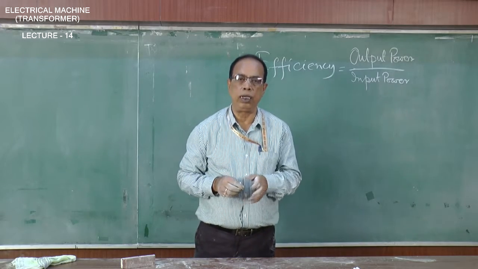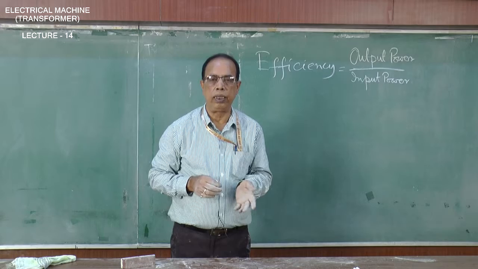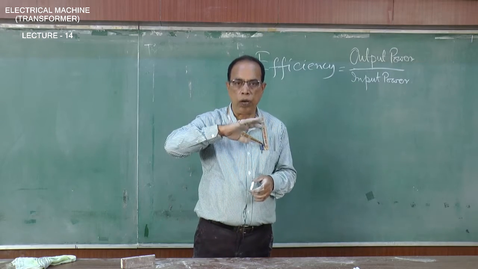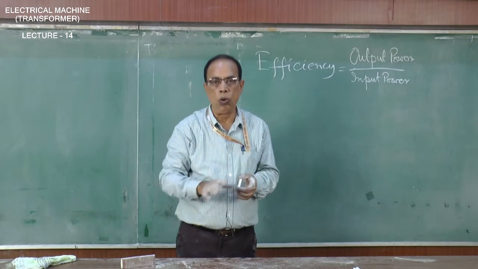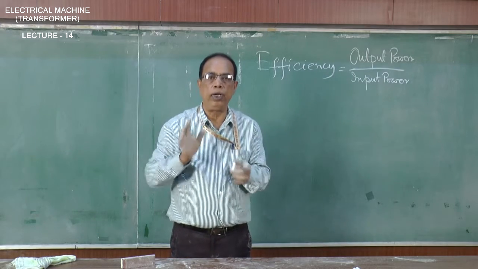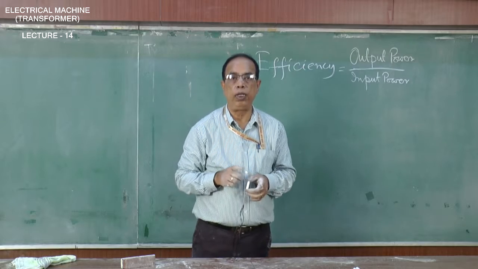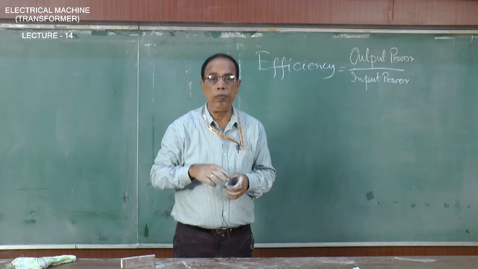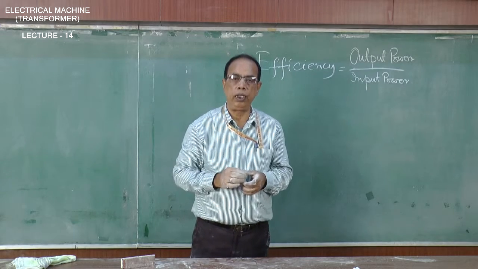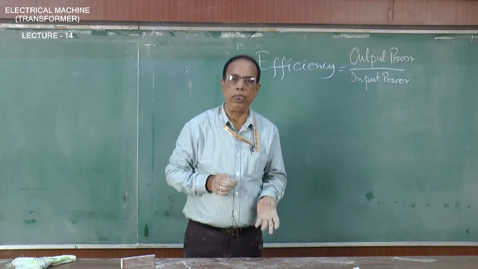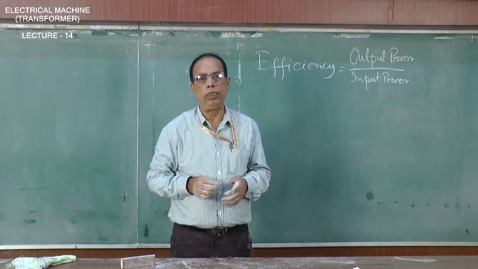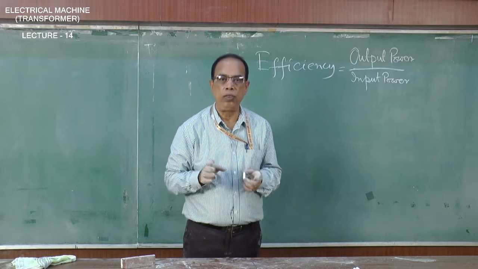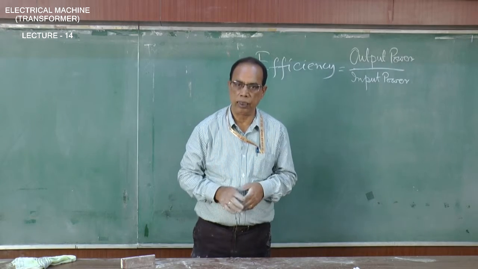There we consider the transformer not having any resistance. While magnetizing the whole core, no current is required, that means permeability of the core is infinity. If it is infinitely large permeability, then negligible current or no current will be required to magnetize it. But actually speaking, this is not the case.